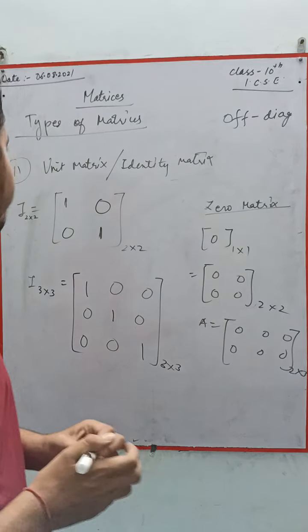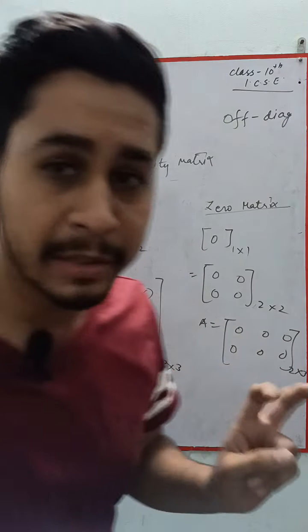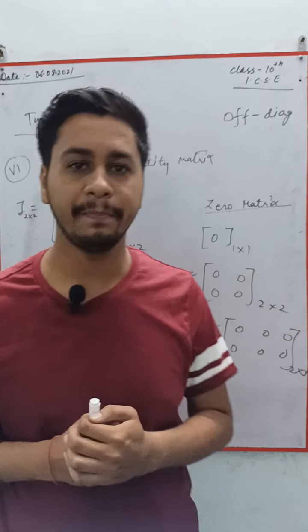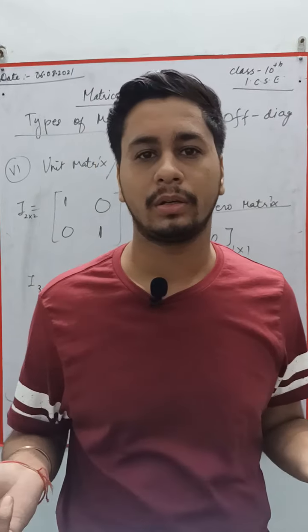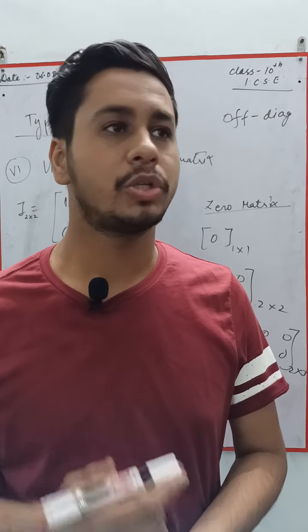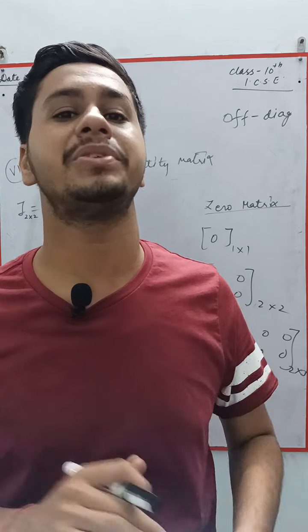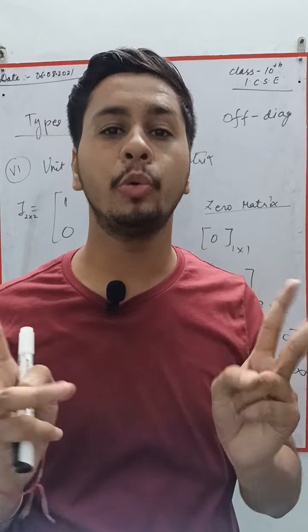Now after the types of matrices, let us come to the algebra of matrices. Algebra means addition, subtraction, multiplication and division. But let me tell you, for matrices there is no division. That means you cannot divide two matrices.